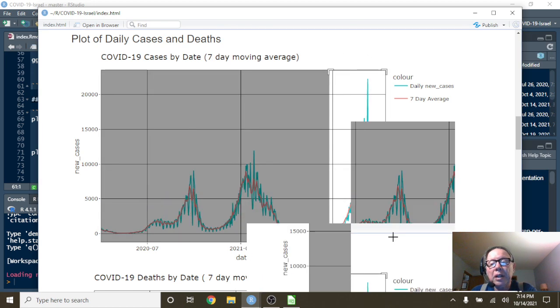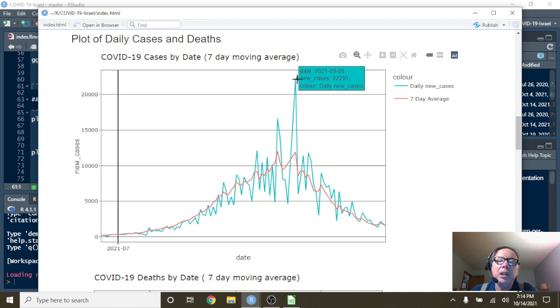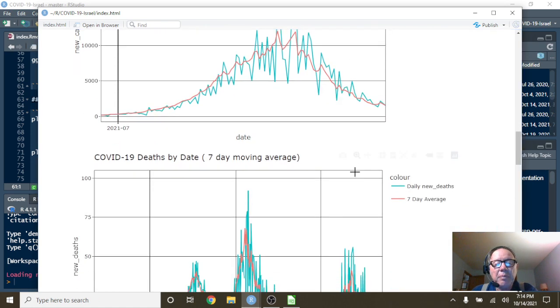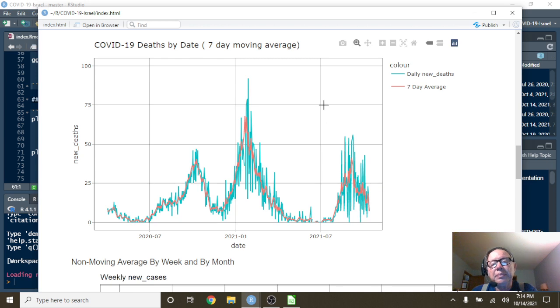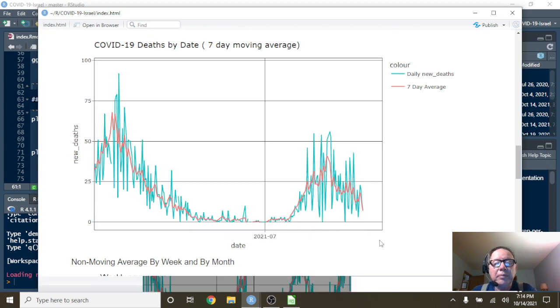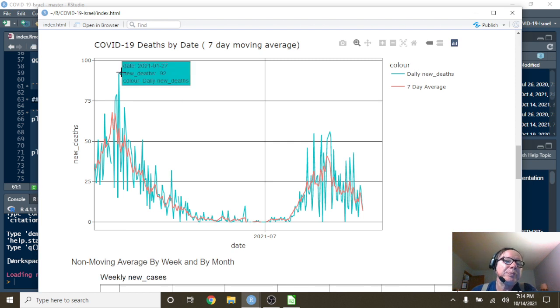Let's just zoom in here and take a look at the current spike. So your number spiked again on September the 8th at 22,291. And you currently have an average, as of October 12th, of 1,764 cases per day.